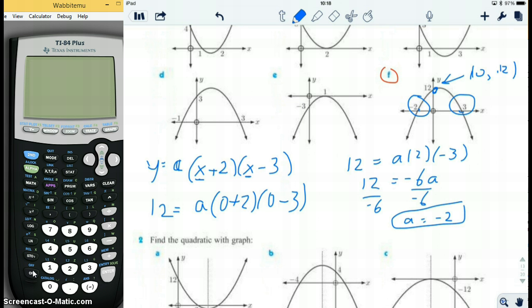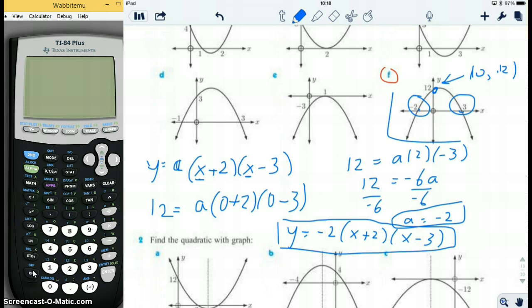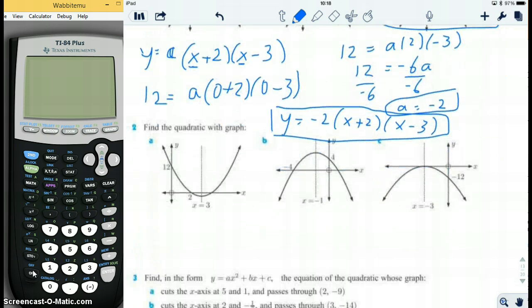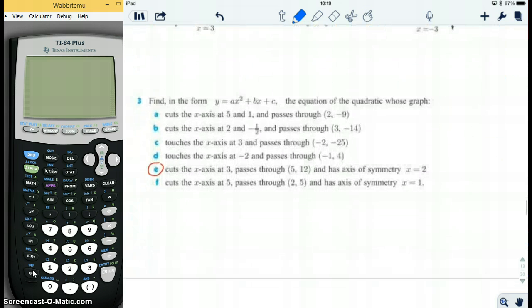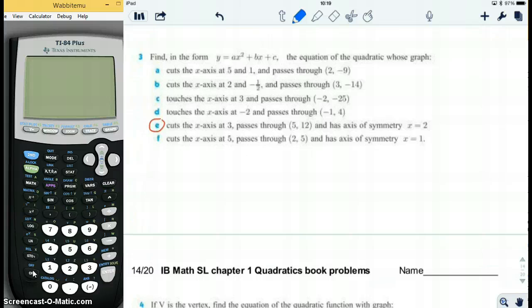Okay, so now we have everything. It's y equals -2 times x plus 2 times x minus 3. So that is the equation of this parabola. And then there's one more problem on this page that I'm going to do, 3e.